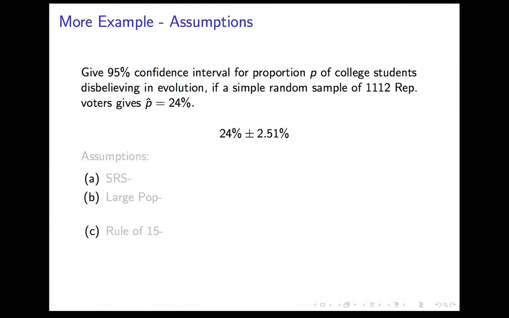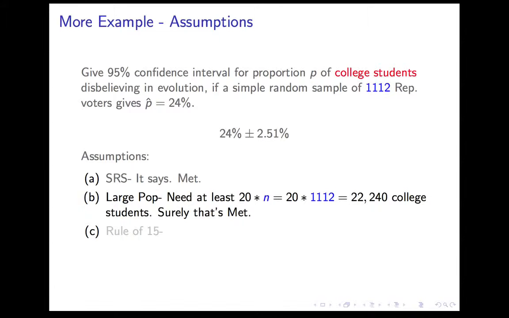Let's do another example. Oh no, let's check our assumptions. That was our conclusion. We have to check our assumptions. There are 3 assumptions. Simple random sample. Is that met? Yes, it says it's a simple random sample. Large population. What would we need for that to be true? We would need there to be at least 20 times 1,012, or about 22,000 college students. We don't know how many college students there are, but there are almost certainly more than 22,000. So that probably would just cover UConn.